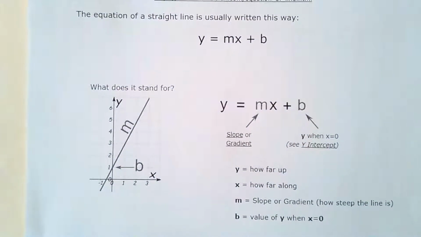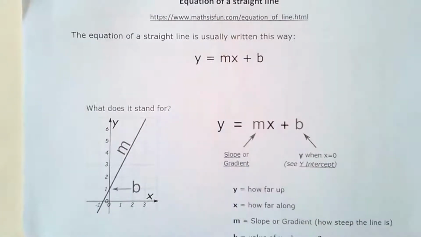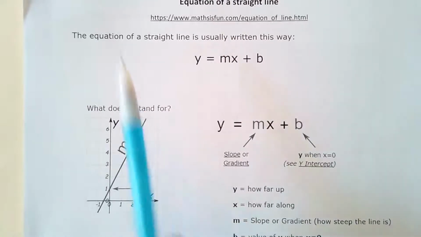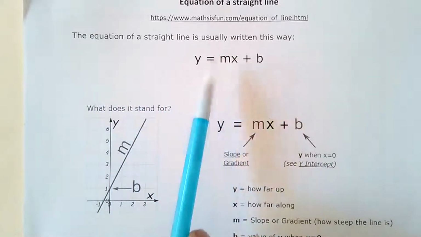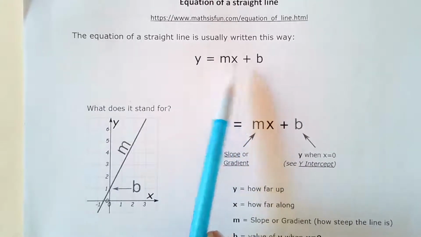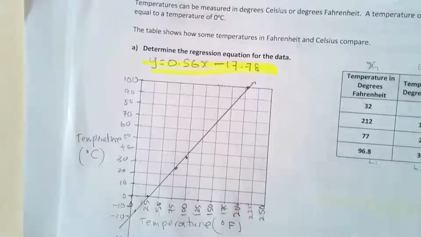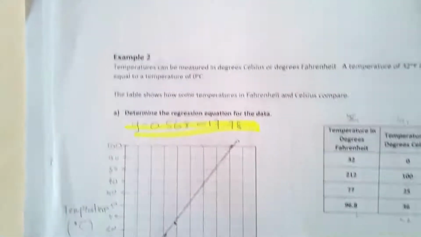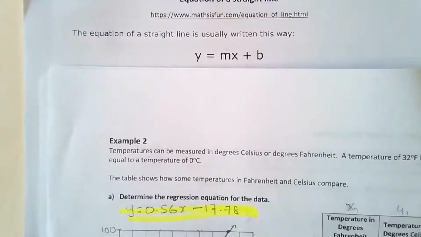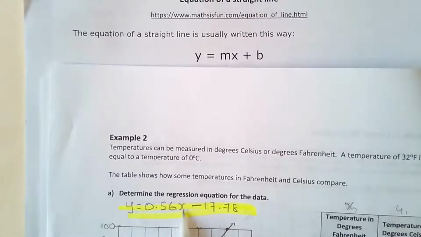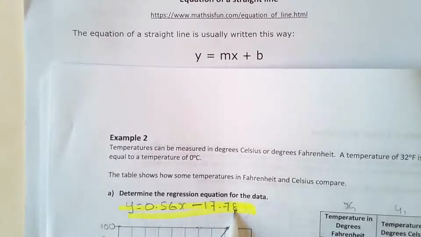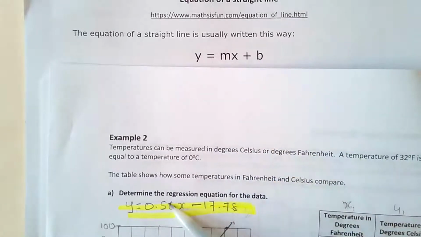So let's go to the equation of a straight line. Now, I put a link where you could find more information about the equation of a straight line. The equation of a straight line is usually written in this way, y equals mx plus b. Now, if you look at your previous linear regression equation, another example, the one I'll give you here is this one on temperature. If you compare it, y is equal to 0.56x minus 17.78. This is an example of why the m here is 0.56.